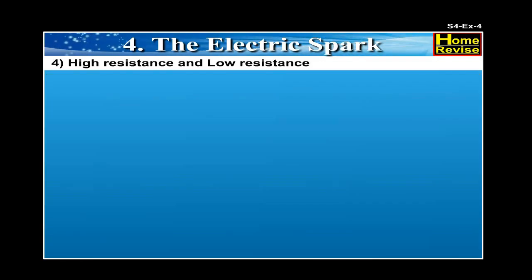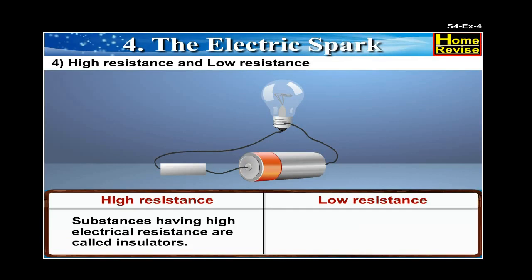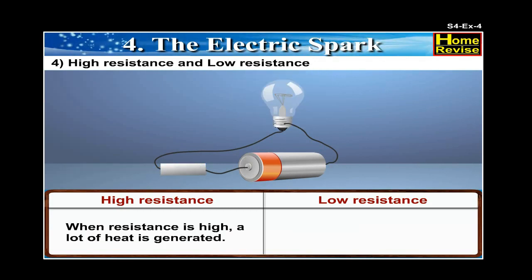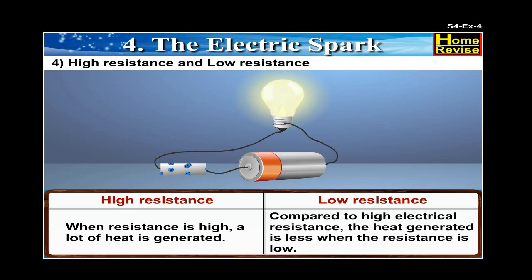Fourth, high resistance and low resistance. Substances having high electrical resistance are called insulators, while substances having low electrical resistance are called conductors. When resistance is high, a lot of heat is generated, whereas compared to high electrical resistance, the heat generated is less when the resistance is low.